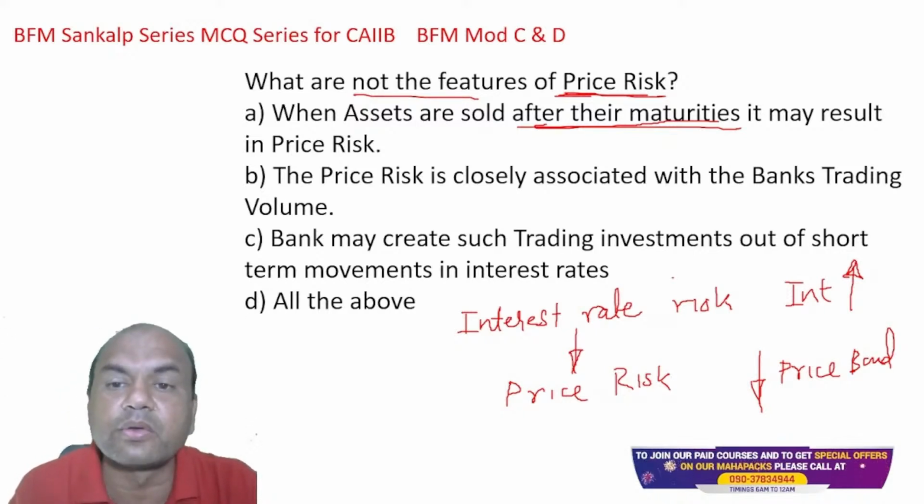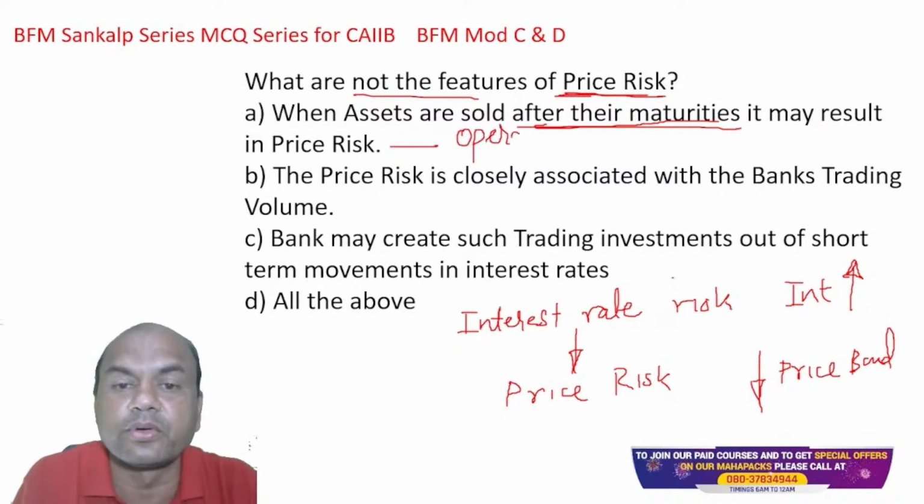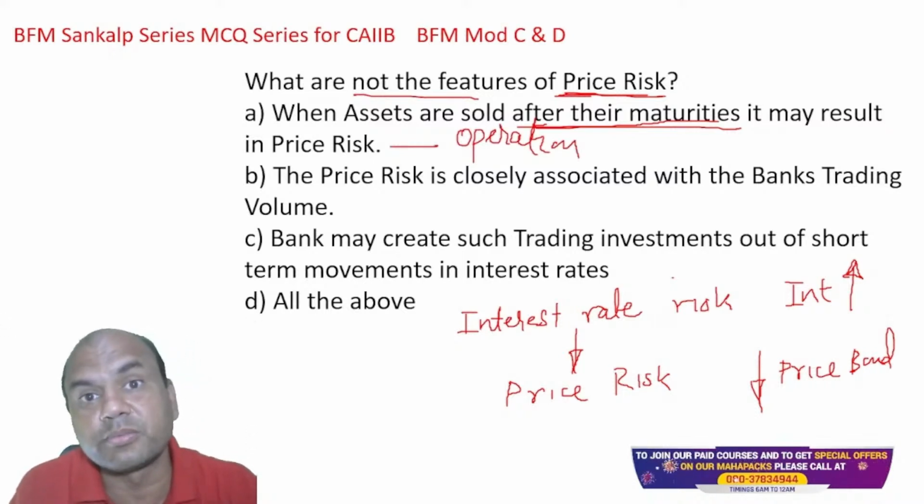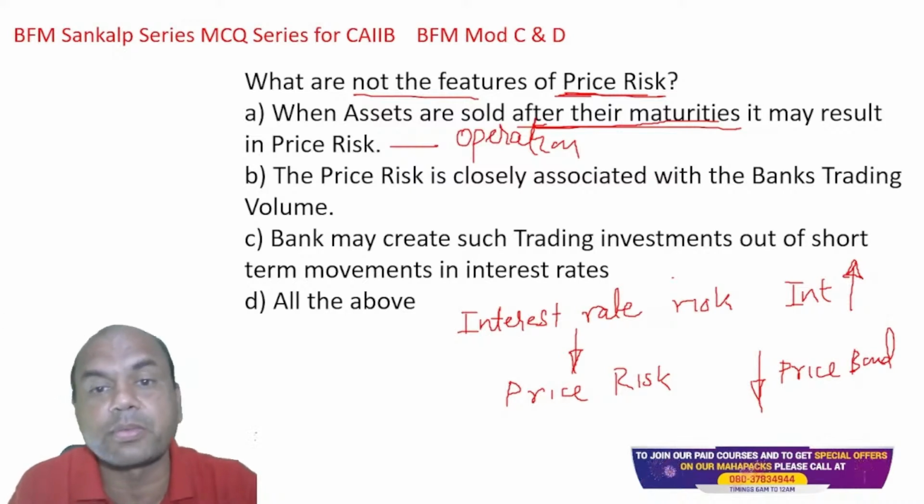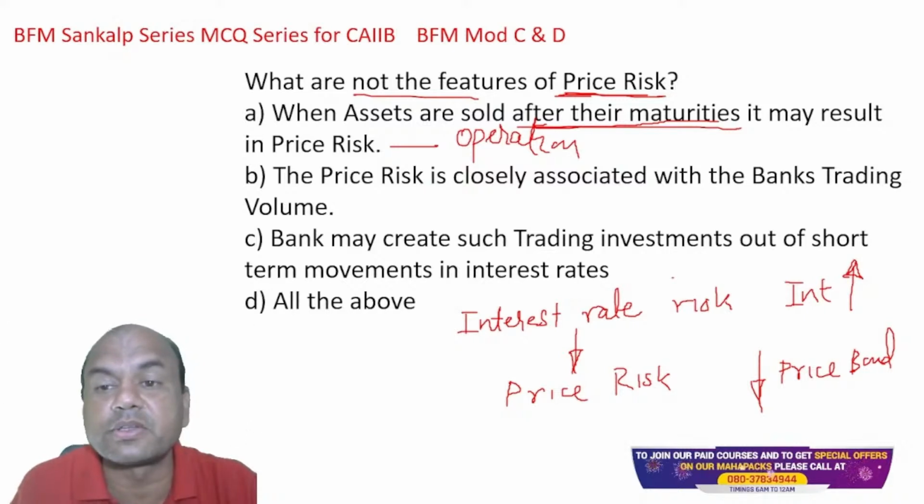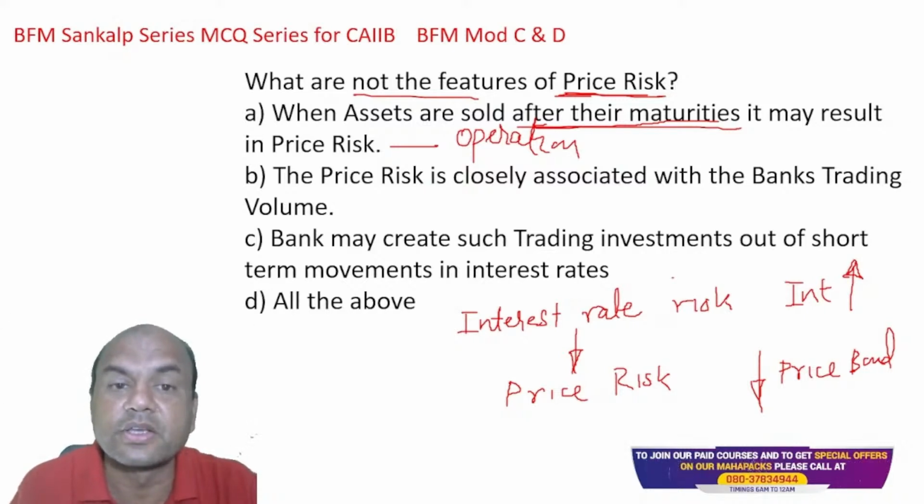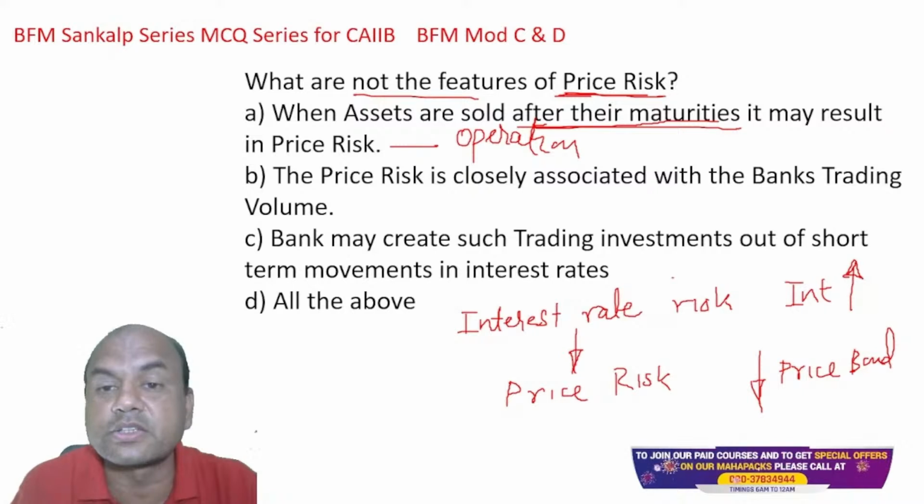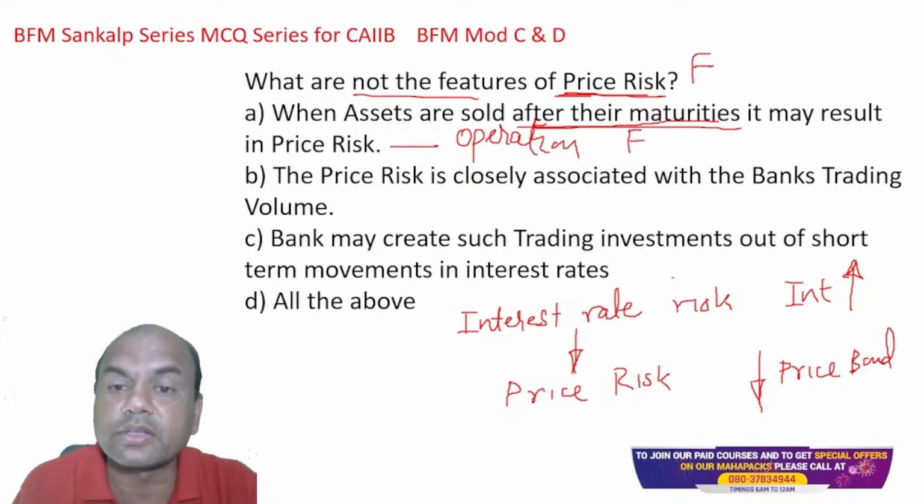Up to the maturity, only the price risk is there. This is known as operations risk. This is the part of operations risk. If you hold the bonds after the maturity also, it means your operation team is not working properly. So when the assets are sold after the maturity, it may result in price risk. So, not a feature. We want the false one, and this is the false one. Okay, so this is true.